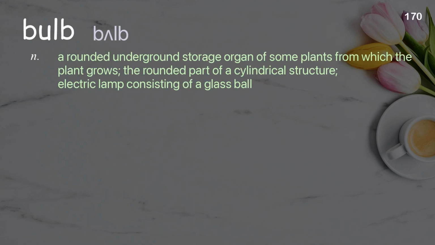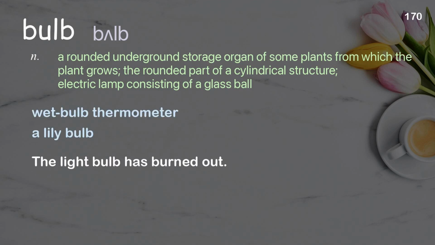Bulb. A rounded underground storage organ of some plants from which the plant grows; the rounded part of a cylindrical structure; electric lamp consisting of a glass ball. Examples: Wet bulb thermometer. A lily bulb. The light bulb has burned out.